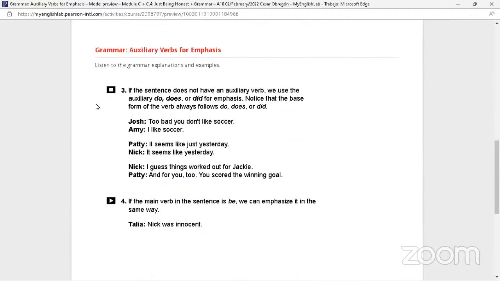If the sentence does not have an auxiliary verb, we use the auxiliary do, does, or did for emphasis. Notice that the base form of the verb always follows do, does, or did.